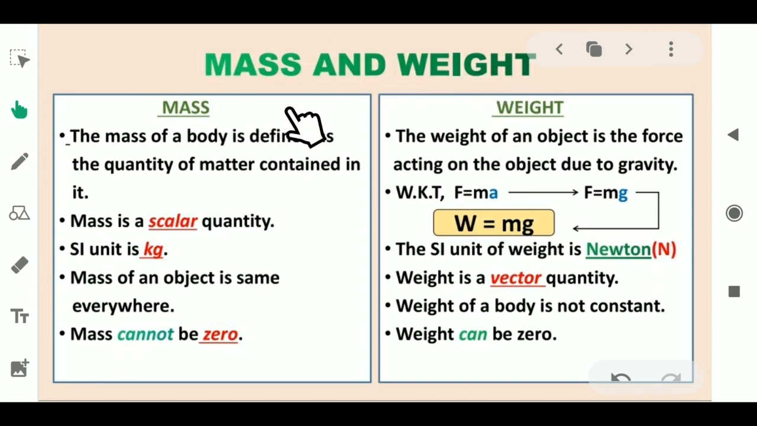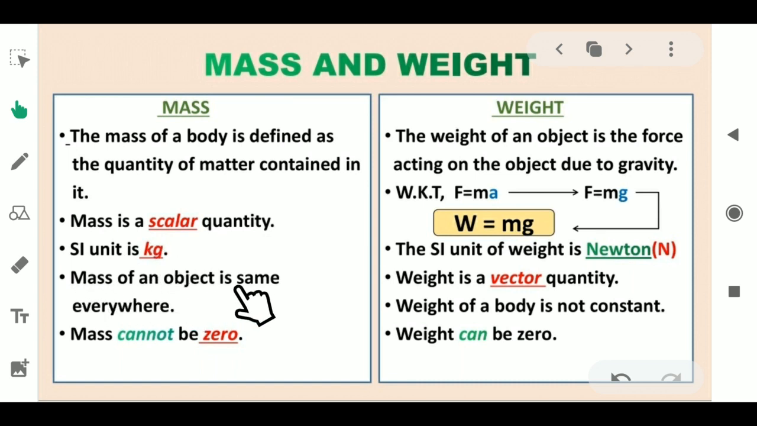Next, mass and weight. What is the difference between mass and weight? Let's see. The first one, mass. What do you mean by mass? The mass of a body is defined as the quantity of matter contained in it. Here the mass is a scalar quantity. The SI unit of mass is kilogram, represented by kg.